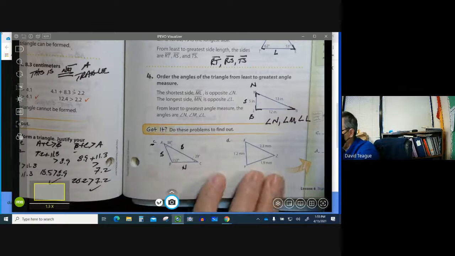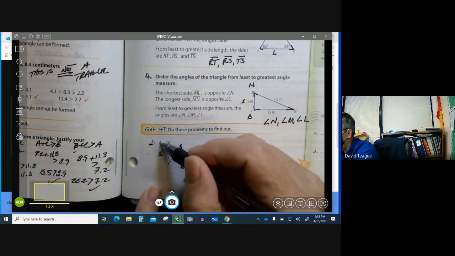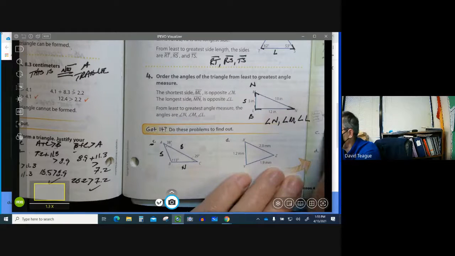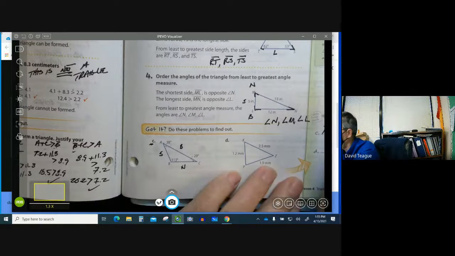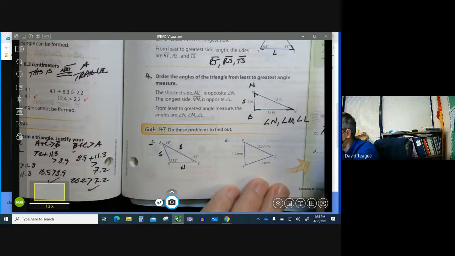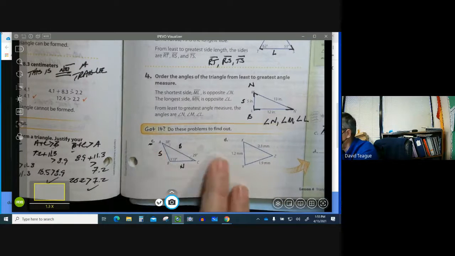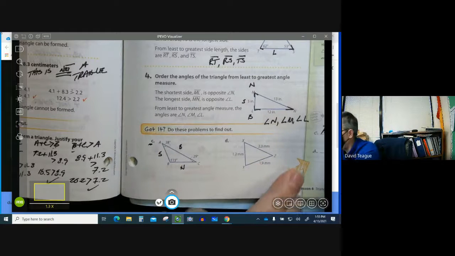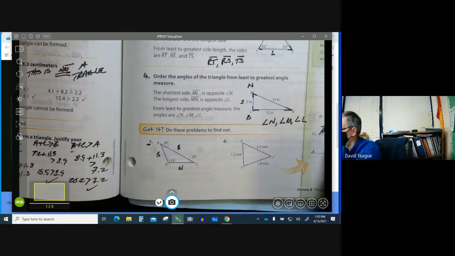So now if we put them in order from smallest to biggest, segment AB is the smallest side. So AB, put a line over it. That segment is the smallest. The next biggest is BC, so we put a segment over that. And then our biggest side is AC. So AC segment. So now those are ordered from least to greatest.